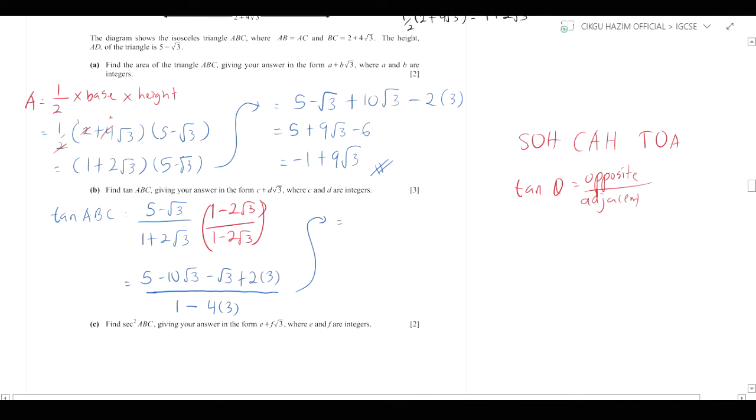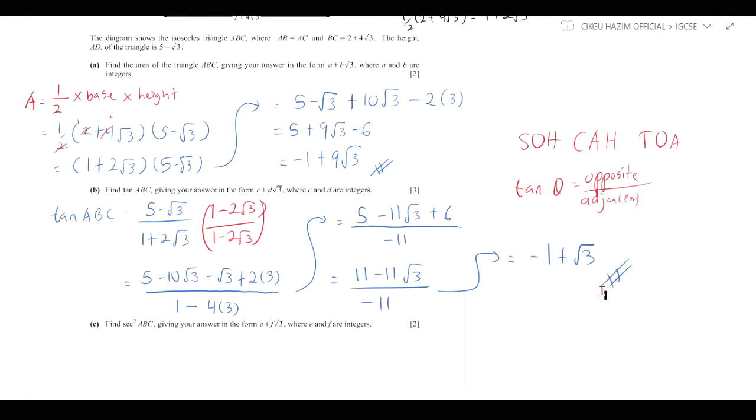So what is going to be 5, and then negative 10 and negative 1 become negative 11 sub 3, and then 2 multiplied by 3 is 6 over 1 minus 12 here become negative 11. Okay, and simplify again is going to be 5 plus 6, which is 11, 11 minus 11 over root 3 divided by negative 11, and the question asks to write in the form of c plus d root 3. So 11 divided by negative 11 become negative 1. Negative 11 divided by negative 11 become positive 1 root 3. That's how we do for question number B.